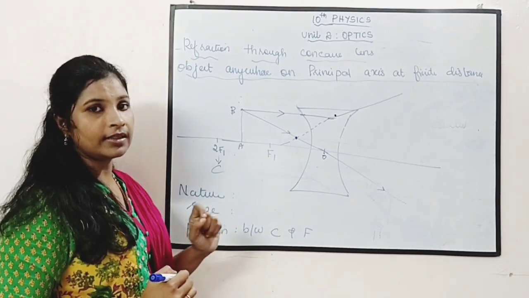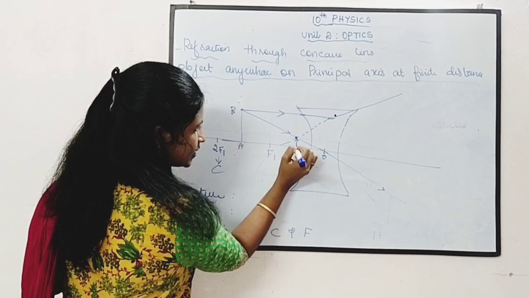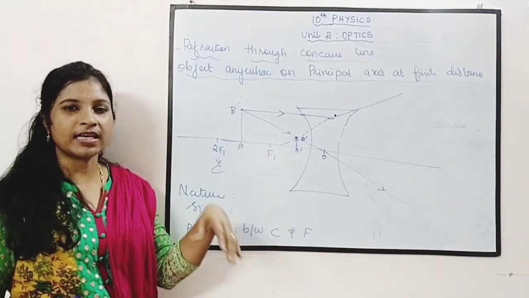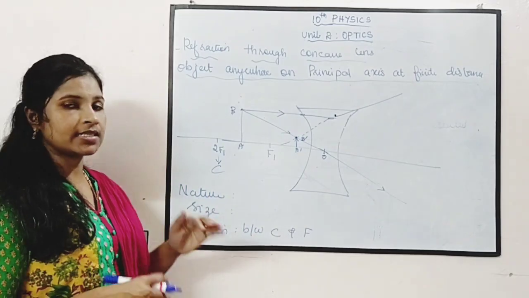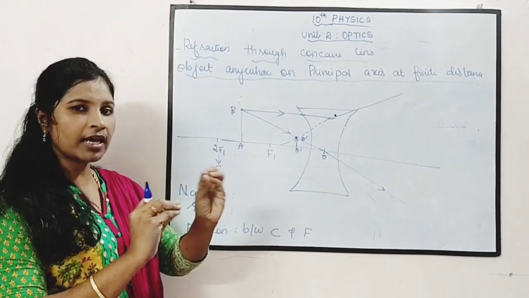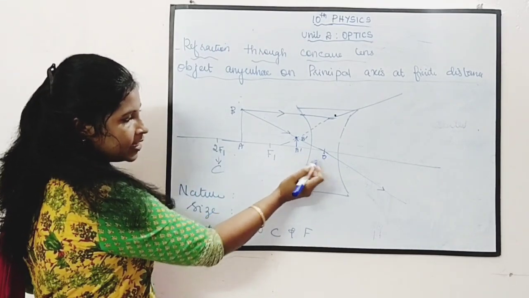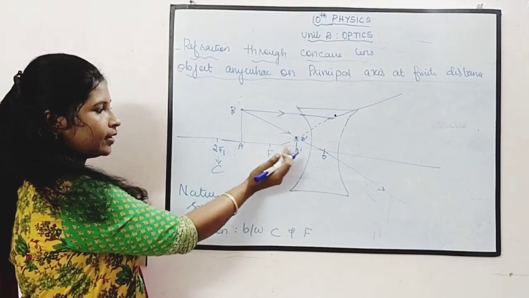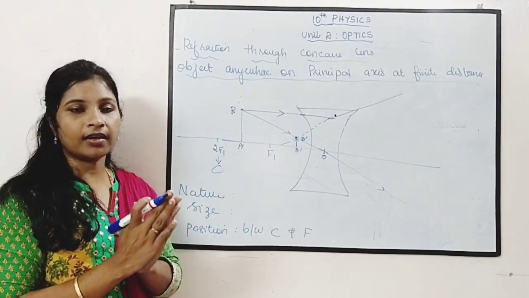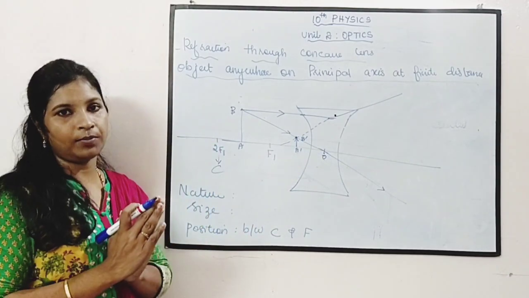So, here only the image we will be getting. Okay, so this is the image we will be getting, that is A dash B dash. When we place the object anywhere in the principal axis at a finite distance, we will be getting the image like this. But the location is varying. It will be in between the optical center and the focus in the principal axis. In between focus and optical center, you will be getting the image.